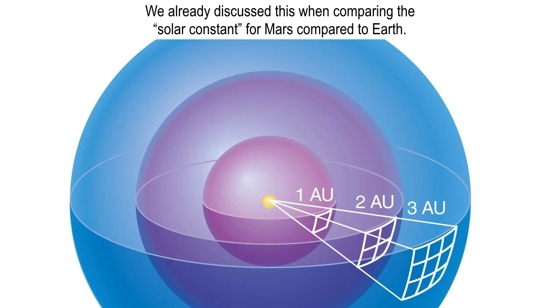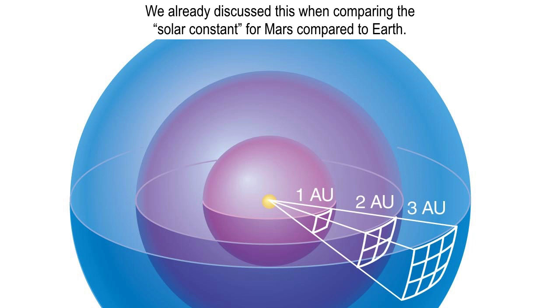Here's a diagram from the textbook, I think this is 12.2. We already discussed this. This is the sun again at the center, and here's a little panel, 1 square meter, at a distance of 1 astronomical unit. That's at Earth's orbit. Mars is out here between 1 and 2, about 1.5 astronomical units.